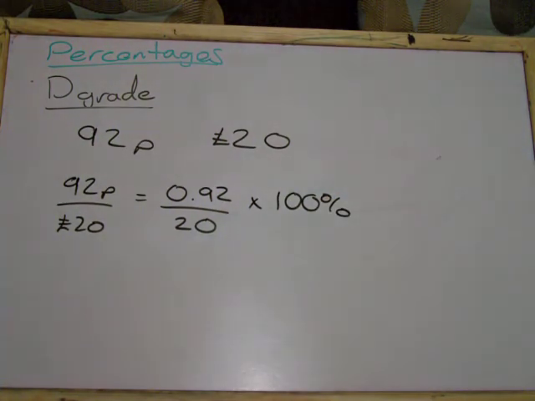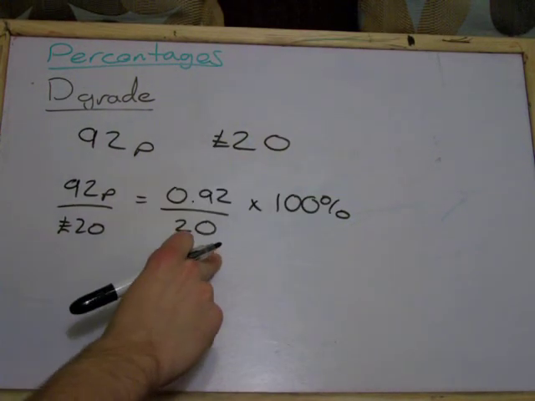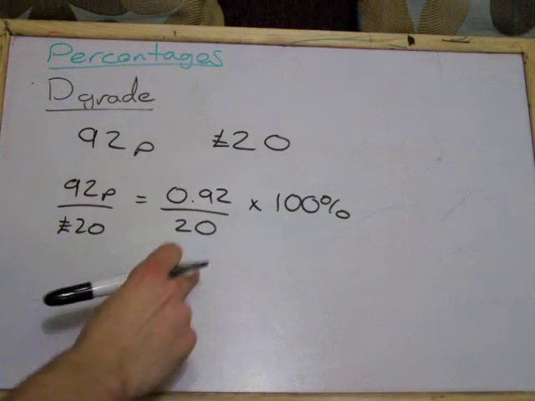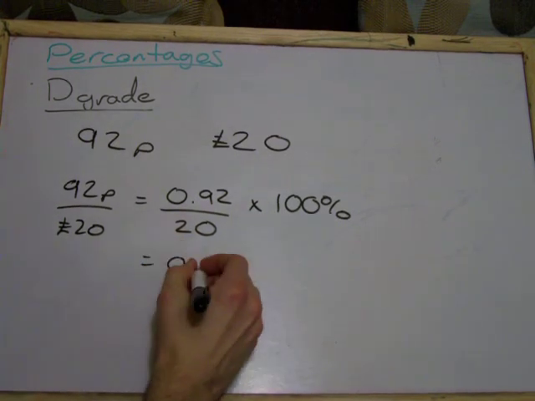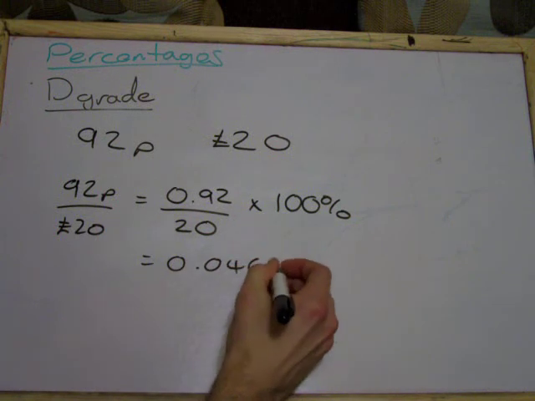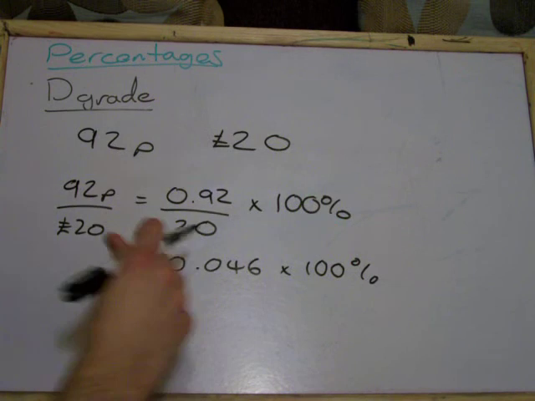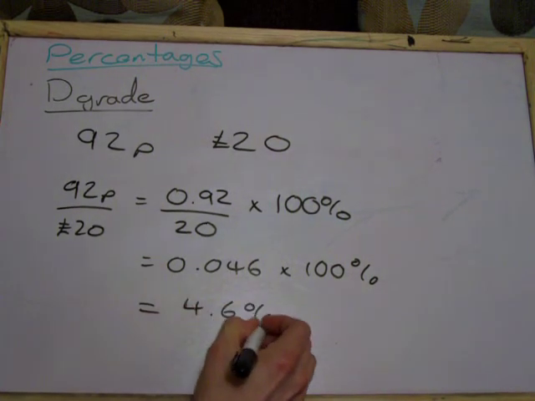Okay, if I've got a calculator, then all I need to do is multiply this by 100%, and then whatever happens when I multiply all these numbers up is going to be my answer. So I could do 0.92 times 100 then divide by 20, or I could do 0.92 divided by 20 then times by 100, or I can do 100 divided by 20 then times by 0.92. Probably the easiest thing to do is 0.92 divided by 20 on your calculator, in which case you're going to get 0.046 times 100%. When you then multiply 100 by 0.046, you get 4.6%.